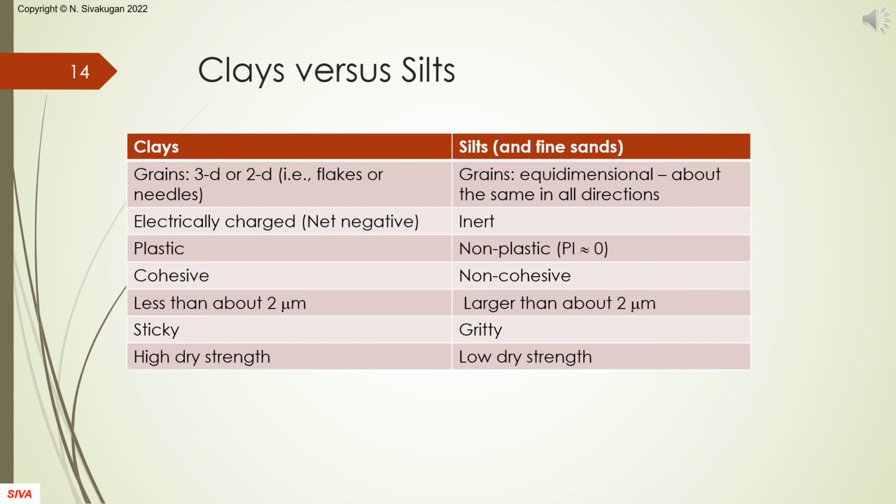Although clays and silts are both fine-grained soils, they behave very differently. Clays are electrically charged, cohesive, plastic, and are sticky when wet. Silts are like very fine sands, non-cohesive, non-plastic, inert and gritty when wet. When dry, clay lumps are difficult to crush and silt lumps are easy to crush.